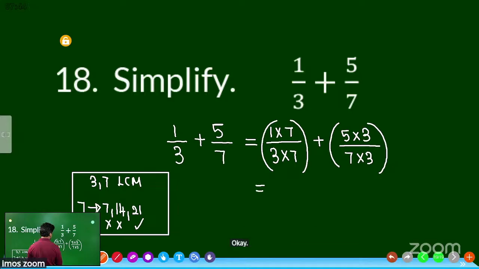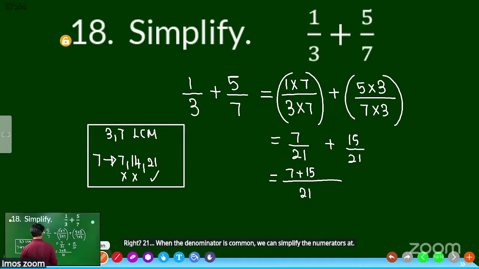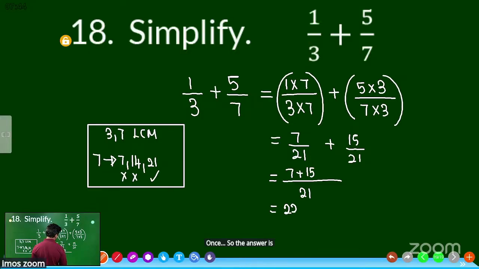Okay, 1 into 7, 7. 7 into 3, 21. 5 into 3, 15. 7 into 3, 21. Right? When the denominator is common, we can simplify the numerators at once. So the answer is 22 over 21.